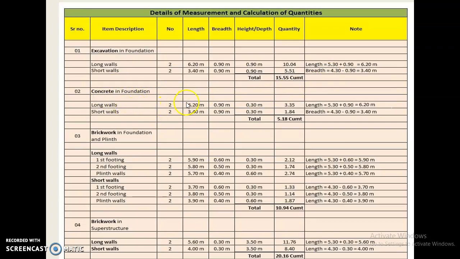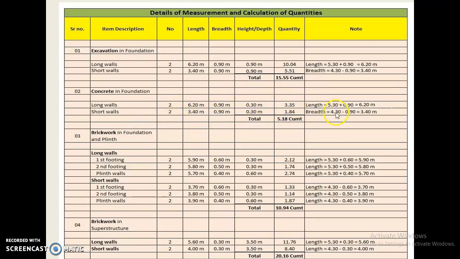Again, long wall there are 2 numbers, short wall there are 2 numbers. Again the length remains the same, that is 6.20. The actual length you can calculate like this, 5.30 plus 0.9 is equal to 6.20. Again that length 6.20, width is 0.9, and depth you just check in the given section, that is 0.30. And again if you multiply these things, you will get 3.35 meter cube.